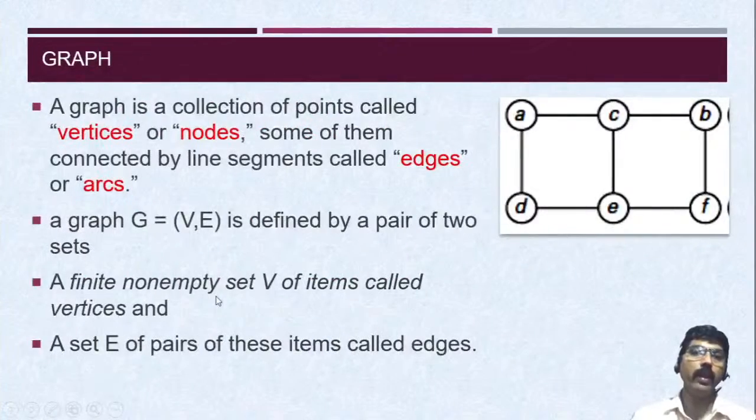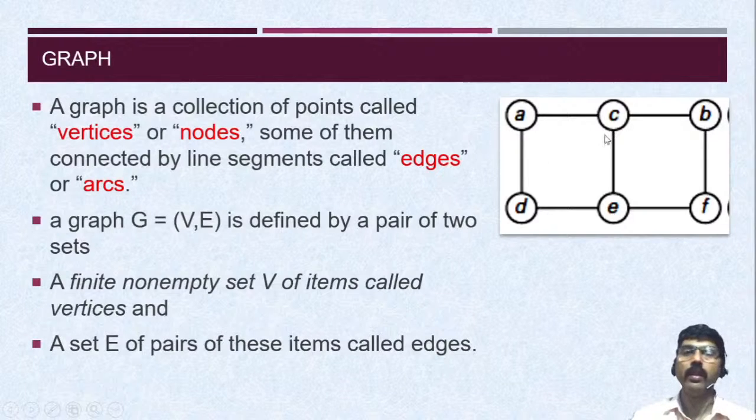One of the non-linear data structures is called a graph. This is a pictorial representation of a graph. The definition is: a graph is a collection of points called vertices. Sometimes they are also called nodes. Here A and C are vertices, and these vertices are connected by line segments called edges or arcs.